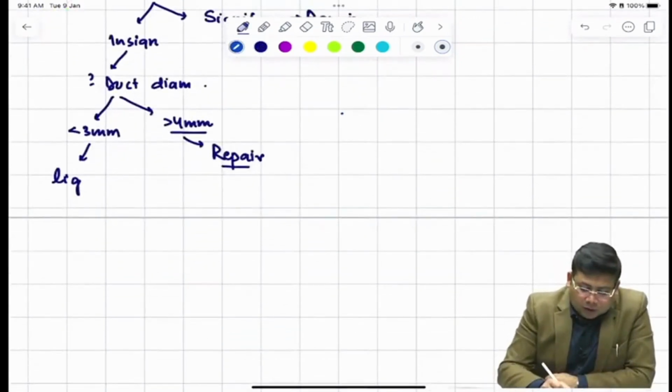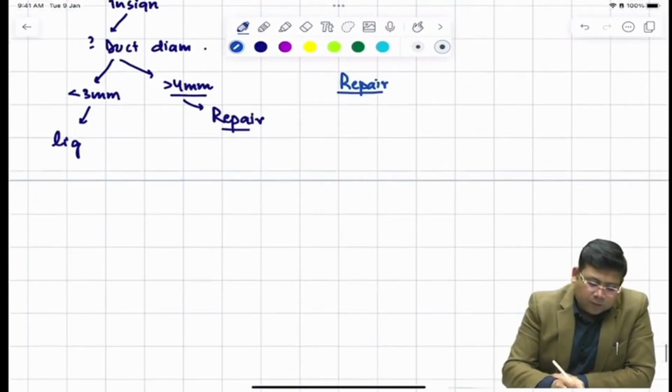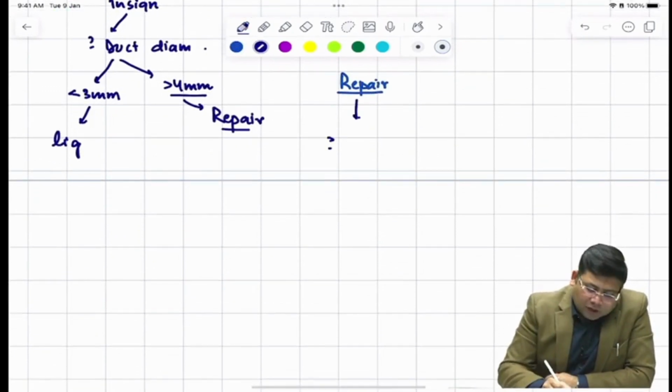Now when we talk about the repairs of the duct, this is again very important. In that case, you will have to ask yourself, have you completely divided the duct?